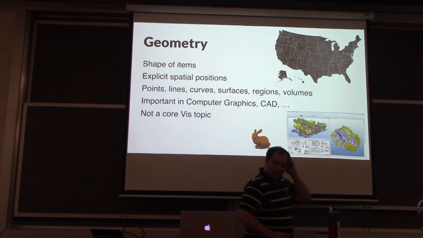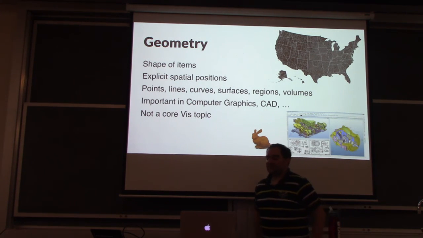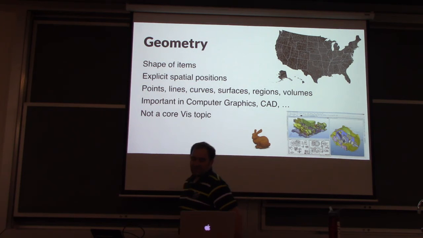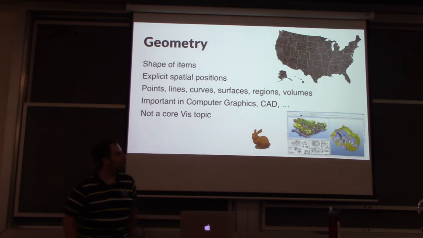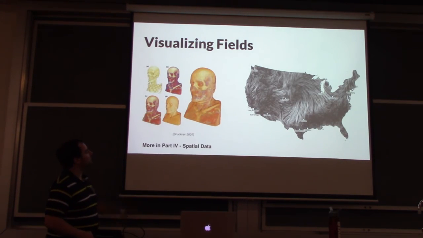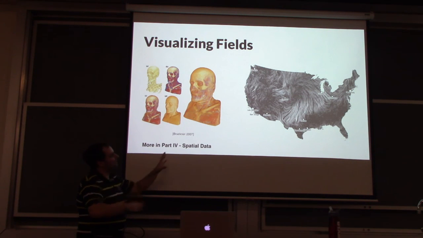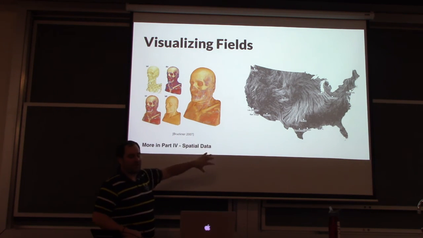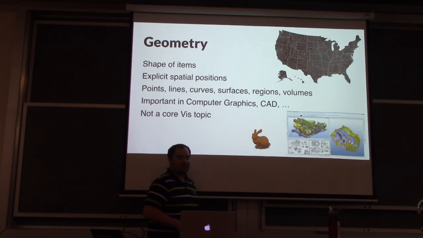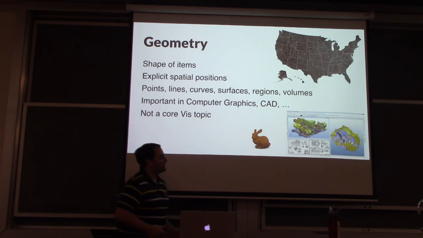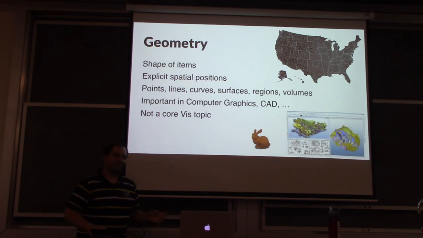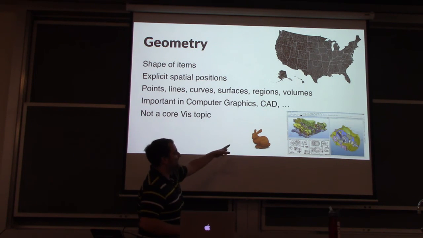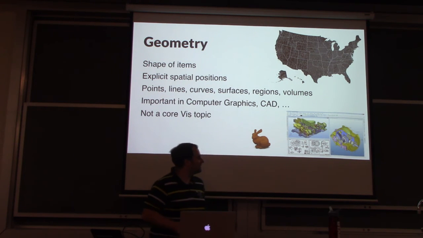Geometry is not a core visualization topic. It's about the shape of items. It is somewhat important in visualizing. For example, you can always say, I want to create a geometry that describes the hull of this person's head. But typically, this is more the area of computer graphics and CAD. So we have the Stanford Bunny here. We have an engine in CAD.